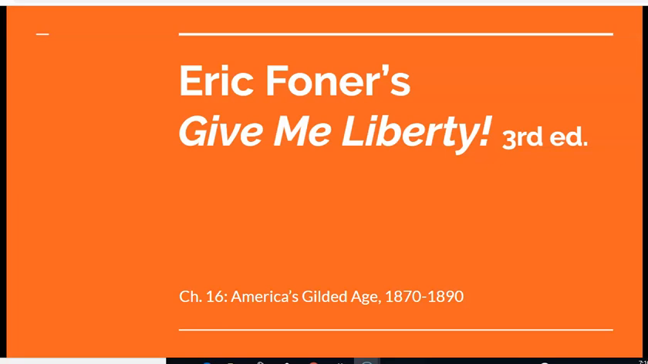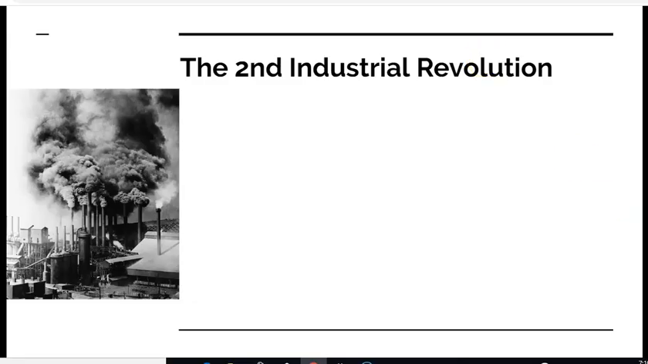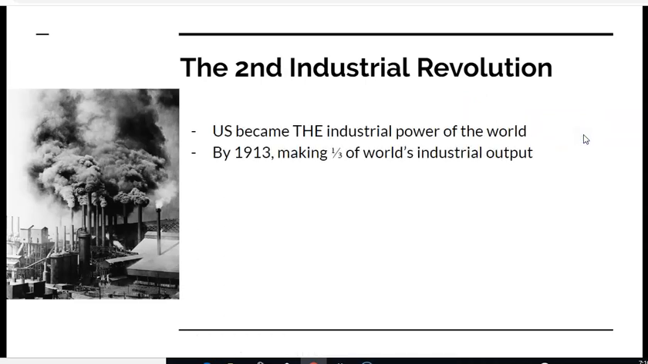So let's get going. This was a time period that was known as the Gilded Age, but was also known as the Second Industrial Revolution. This is because this was a time period that saw the United States become the industrial power of the world. In fact, by 1913, the United States was making 1/3 of the world's industrial output: steel, railroads, oil, everything that is involved in industry. The United States was making it. This is more than Great Britain, more than France, more than Germany combined.